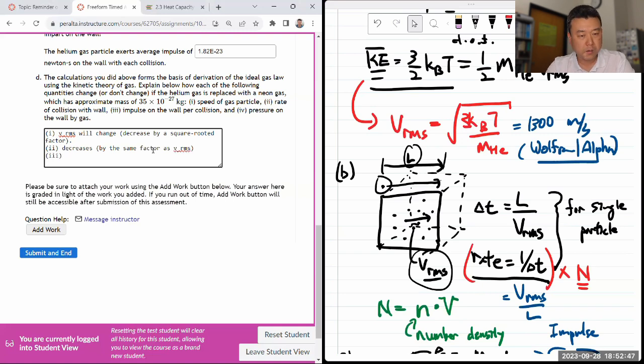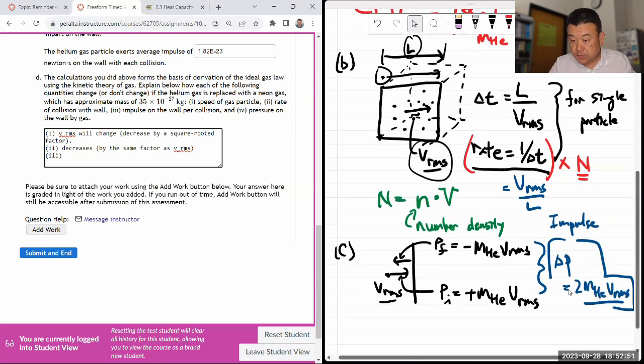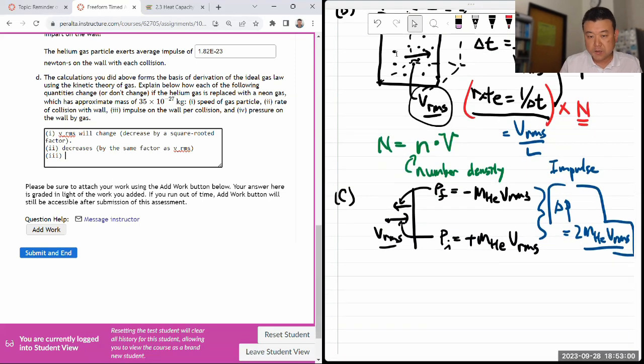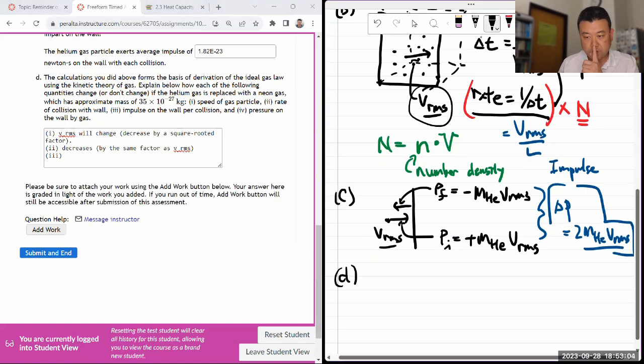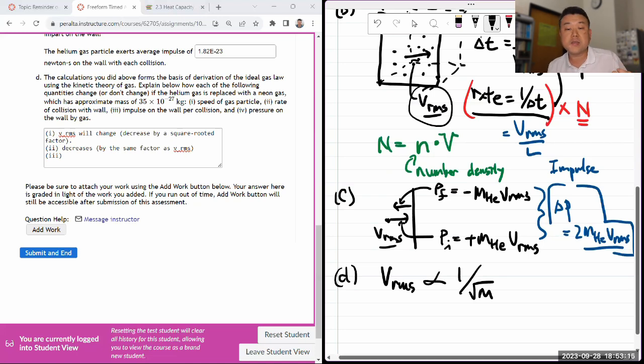Impulse on the wall per collision. I think that actually increases. So impulse is this: 2 times the mass of the particle times the VRMS. And here you do have to be a little bit careful, because let me just spell it out. We've argued that VRMS is proportional to 1 over the square root of mass. So if mass quadruples, then VRMS goes down by a factor of 2.